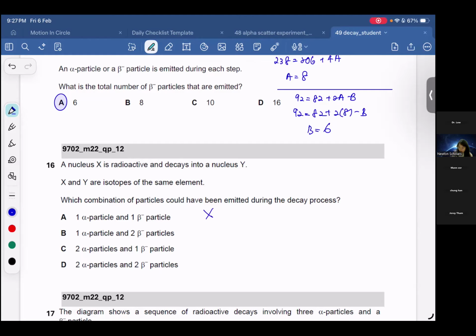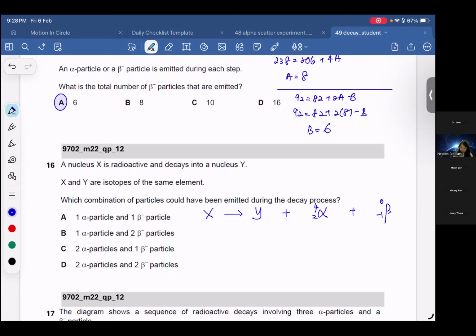So X decay into Y. Then at here, how many alpha? How many beta? Then how do we know? Teacher, it doesn't provide proton number and neutron number. Okay, Vashini, yes. Fatima, yes.